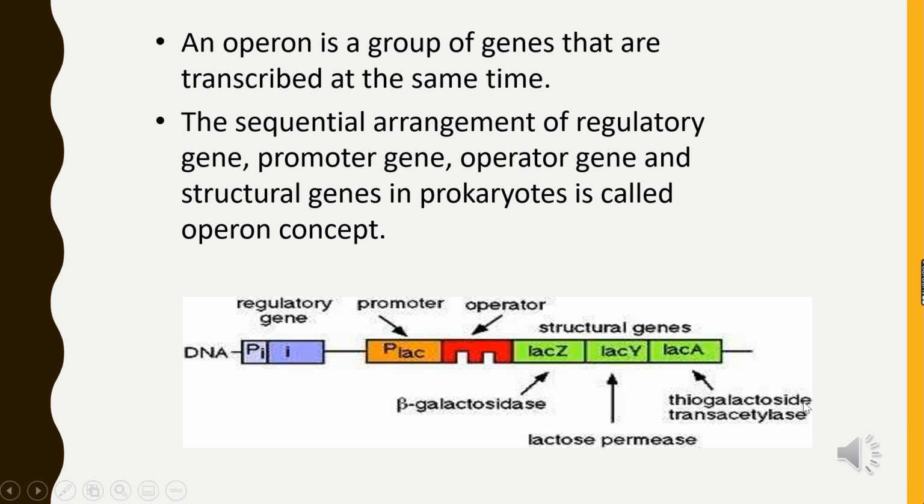An operon is a group of genes that are transcribed at the same time. It means an operon is a coordinated group of genes, such as structural gene, operator gene, promoter gene, and regulator gene, which function together and regulate a metabolic pathway as a unit. For example, lac operon, trp operon, ara operon, and val operon. We'll study only the lac operon, which is in our syllabus.